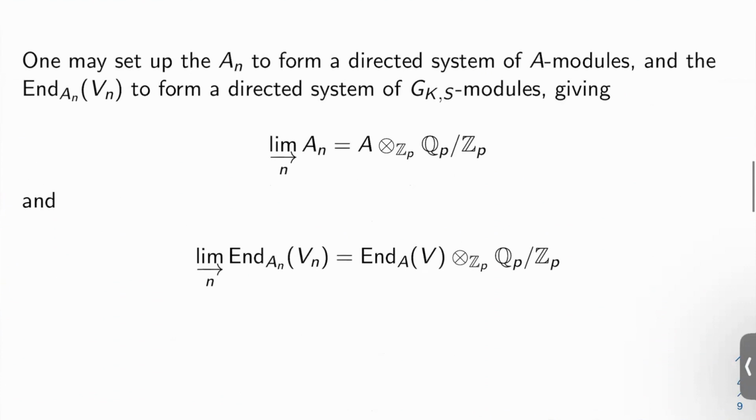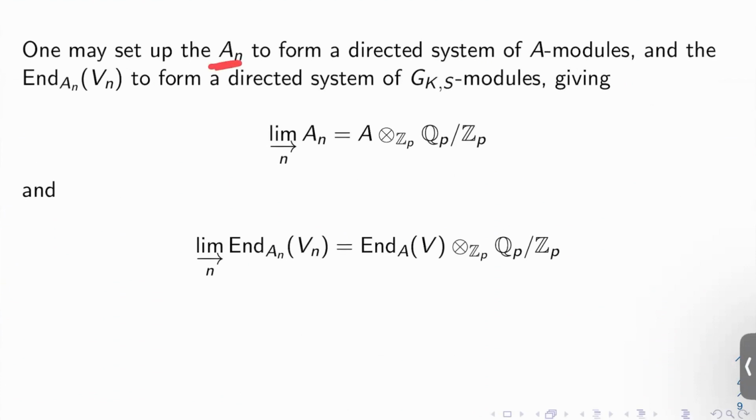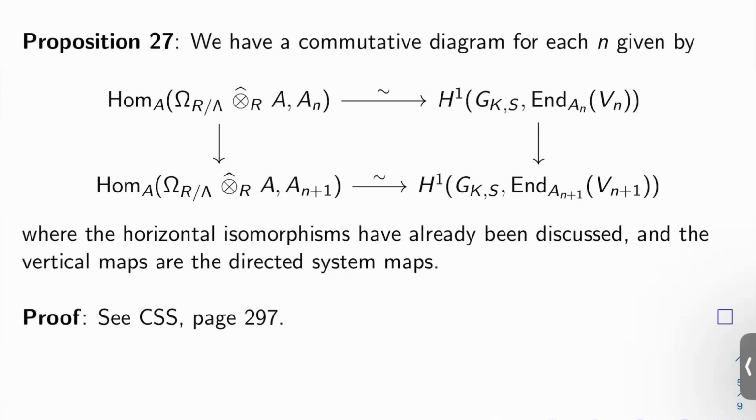So then you might ask, can we move to some kind of limit here? Yeah, we can set up the A_n's as a direct system of A-modules. Okay, and then we can likewise set up the ad_{A_n} of the V_n's to form a direct system of G_{K,S}-modules. And so if you do that, you end up getting that the limit of the A_n's is nothing but A tensor product over Z_p of Q_p mod Z_p, and the limit over n of ad_{A_n} of V_n is nothing but ad_A of V tensor product over Z_p Q_p mod Z_p.